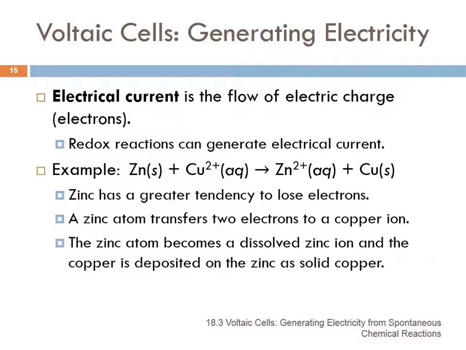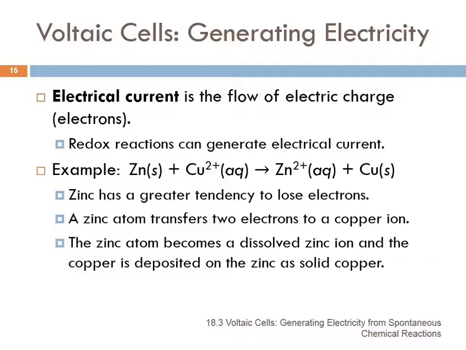Voltaic cells. We'll talk about electricity some more. So electrical current is the flow of electric charge. Basically what that means is it's electrons moving from one place to another. That's what electricity is. And redox reactions can be used to generate electric current.